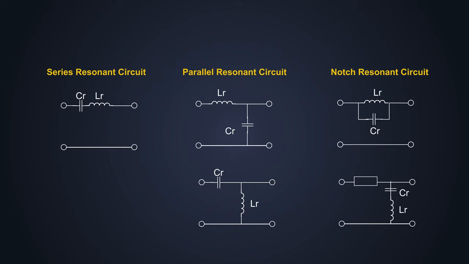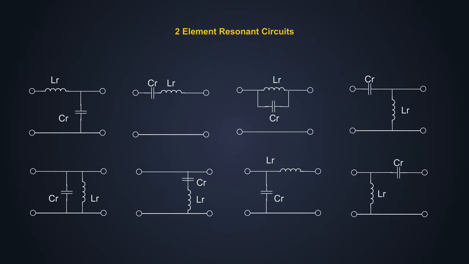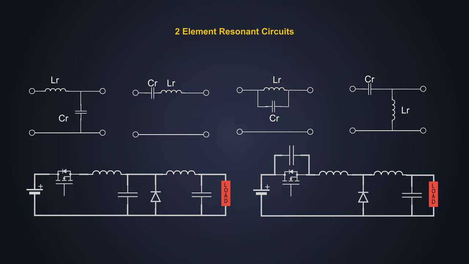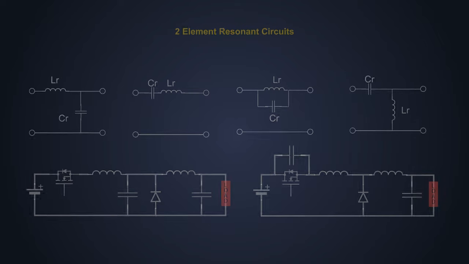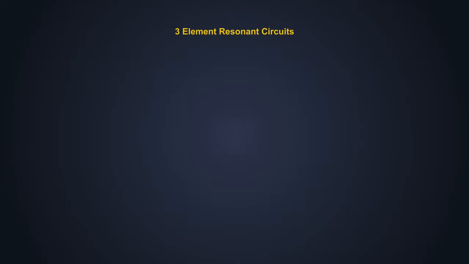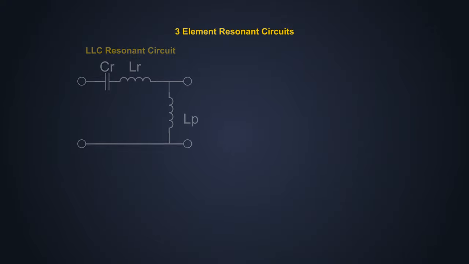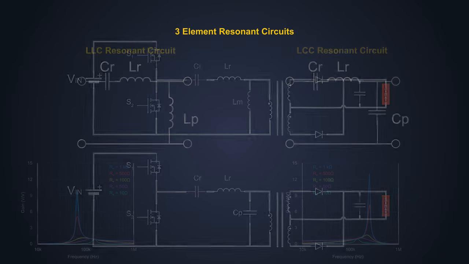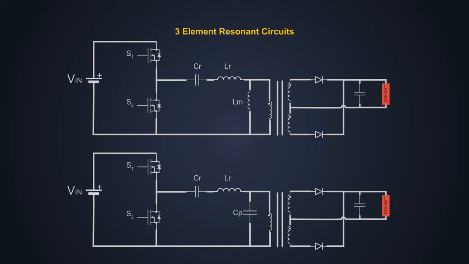There can be different types of resonant circuits. If you only take two element resonant circuits, there are 8 possibilities, and out of those, only these 4 are truly resonant circuits that can be used in resonant converters. We have already seen the use of such resonant circuits in the resonant buck converter. If we consider the three element resonant tank circuits, there are so many possible resonant tank circuits. But let's consider the most common circuits used, such as LLC resonant circuit or LCC resonant circuits, and their frequency responses. These types of resonant circuits are widely used in isolated resonant converters. We'll see about these resonant circuits in detail in coming videos.